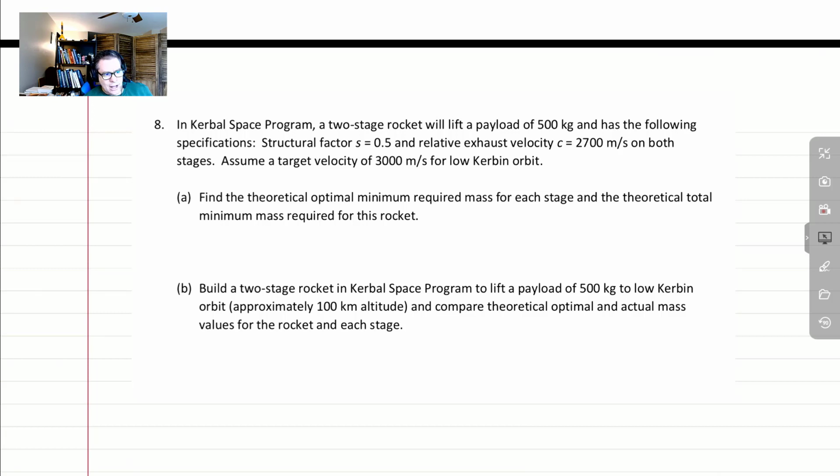So we'll find the theoretical optimal mass required for each stage in this two-stage rocket, and the theoretical total minimum mass required, and then just build a rocket in Kerbal that can reach 100-kilometer altitude and launch a payload of 500 kilograms, and see how that compares to these theoretical values.